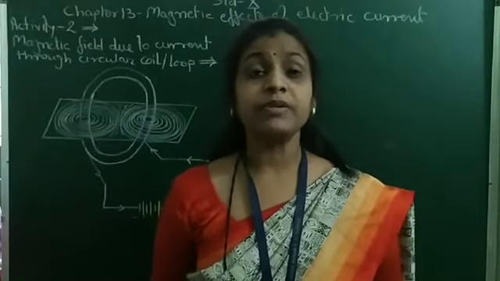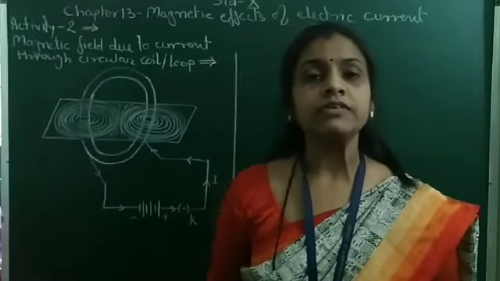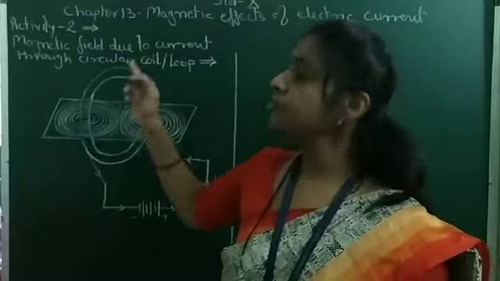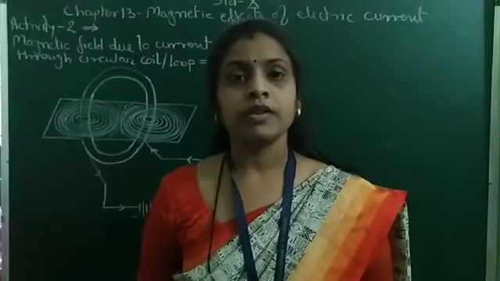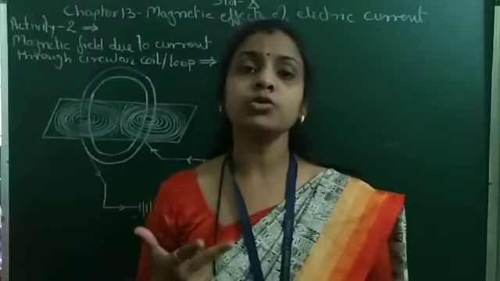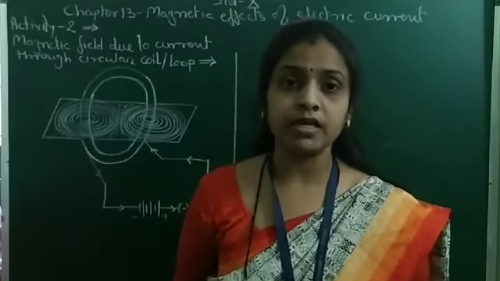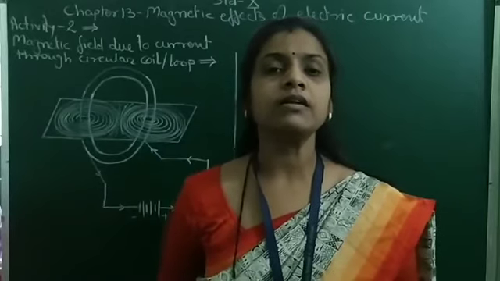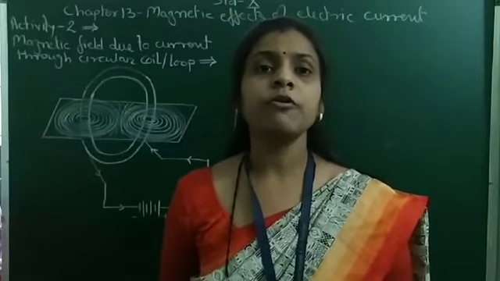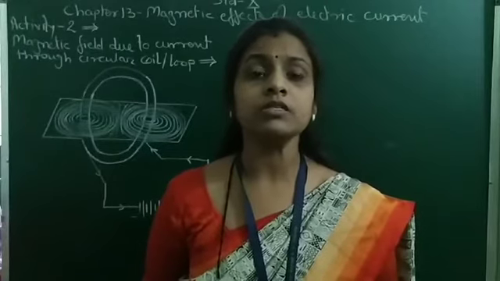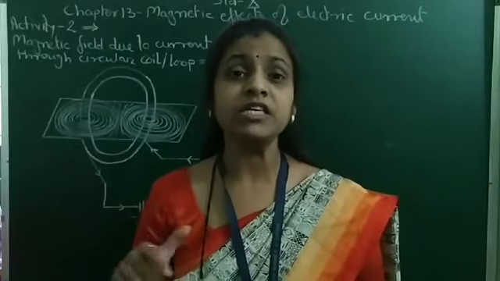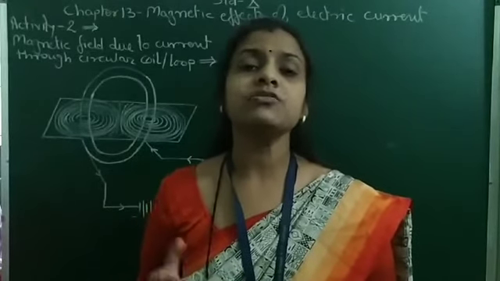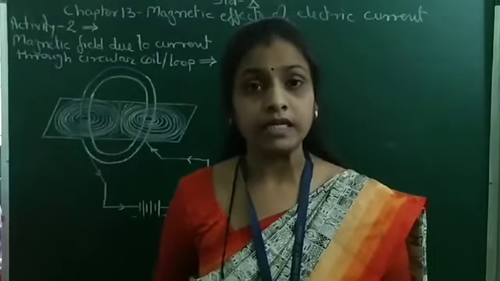Hello everyone. In the previous lecture we have seen the first activity related to magnetic field, that is the magnetic field due to current through a straight conductor. In that activity we have seen there are two main factors which affect the strength of the magnetic field produced. That is the magnitude of electric current, and another is the distance of a point from the conductor, or we can say the perpendicular distance of a point from the conductor. As we increase the magnitude of electric current, the strength of the magnetic field also increases.